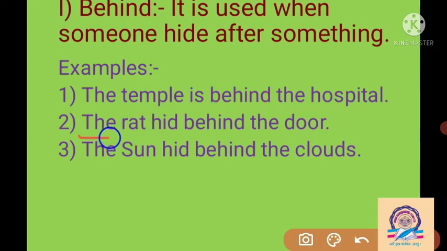Then the rat hid behind the door. So we can see the door here. If we want to see the rat, we have to shut the door here. So where is the rat? The rat is behind the door here. The sun hid behind the cloud. Suppose in a rainy season, the sun hides behind the cloud. So we can use behind here for something hidden after something.